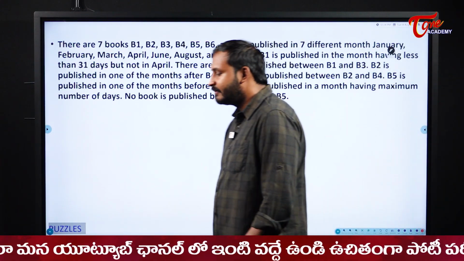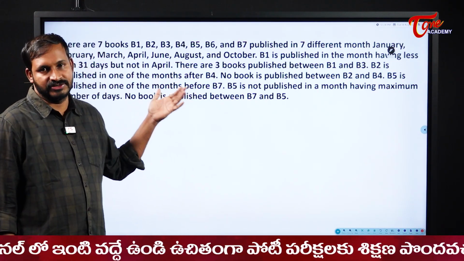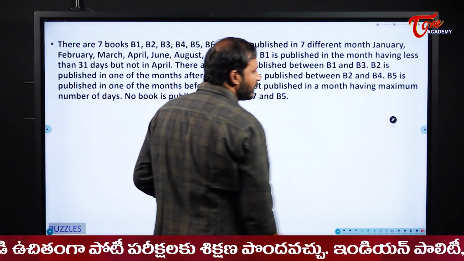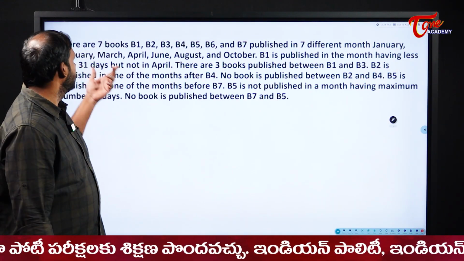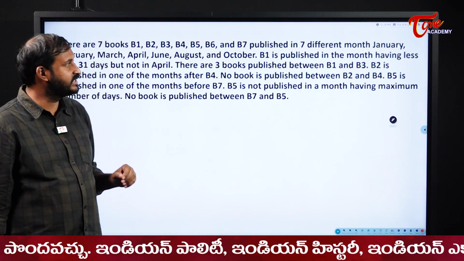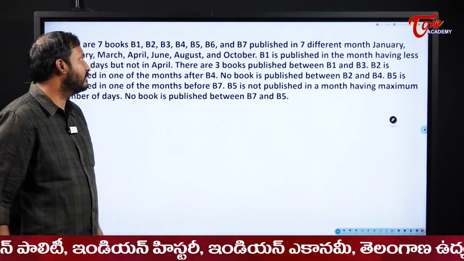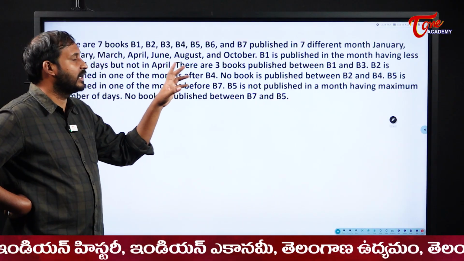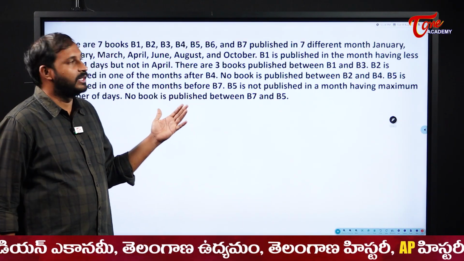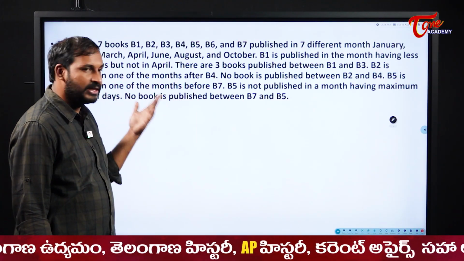There are 7 books, B1, B2, B3, B4. First of all, pause the video and try to solve this, students. Everyone give a try and then later I will solve this one. There are 7 books, B1, B2, B3, B4, B5, B6 and B7 published in 7 different months: January, February, March, April, June, August and October. See, the months are not in order. It is jumbled.